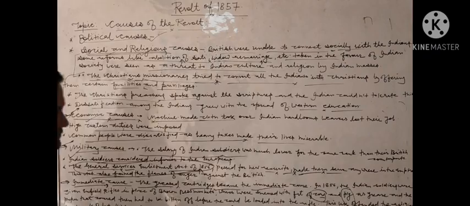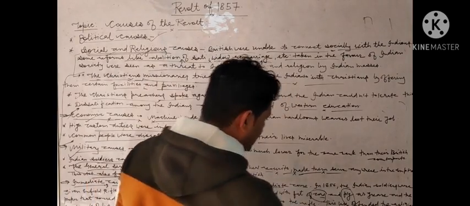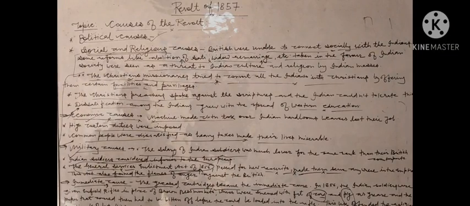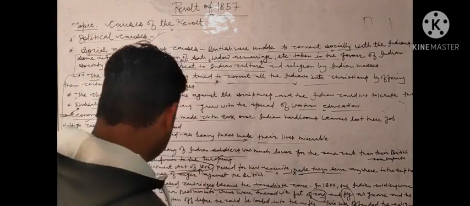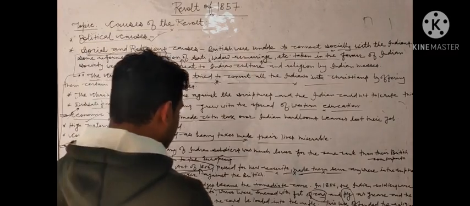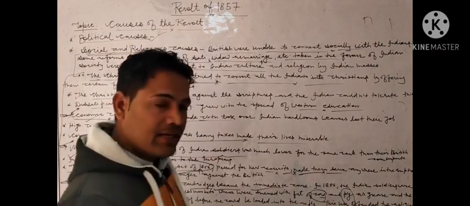After that, my dear student, the revolt started from Barrackpore by Mangal Pandey. Then some other soldiers also joined this revolt. He shot two British officials. Mangal Pandey first shot two British officials, and then the telegraph office of the Britishers was also burnt down by Mangal Pandey.